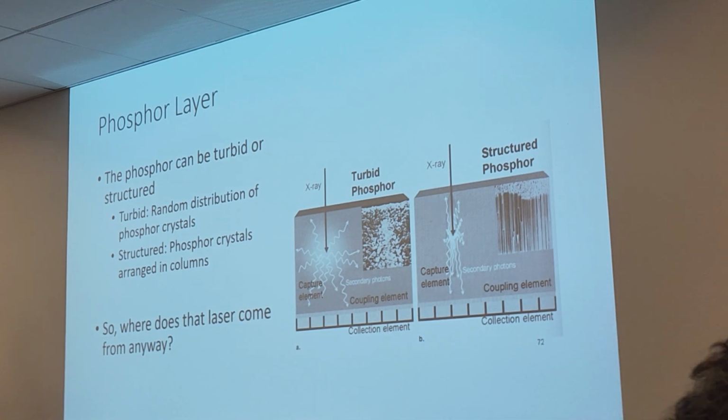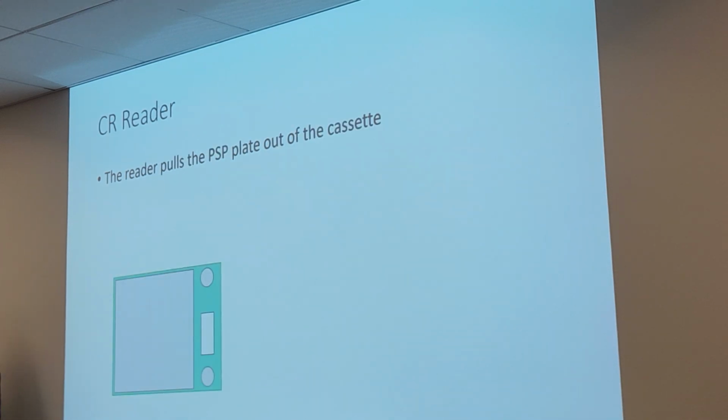It has to be, which one is this? The electron stuck in the conduction band. Which one is the one on the left? The one on the right is the conduction band, and the one on the left creates that light. Do you remember the terms? Turbid and structured. Anyone else still need the slide, or can we move on? All right, so let's talk about the CR reader.